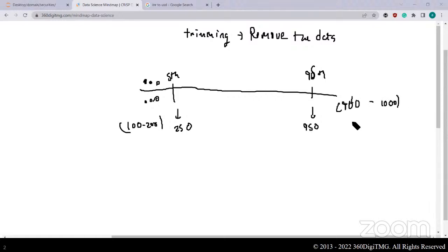What you will do is you will simply delete these data points. You are not retaining them. You are not rectifying them. You are not doing anything. You just are removing these outliers. Okay, so that is what we call trimming. So these are the two ways in which you can handle outliers. Okay.